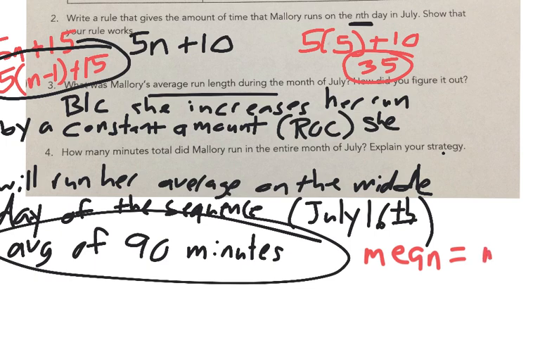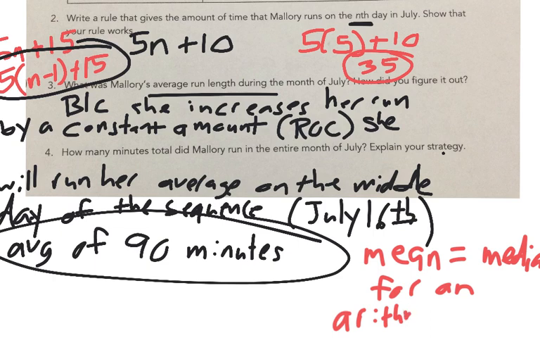So the mean is always equal to the median for an arithmetic, that's one of my $1 million words, sequence.